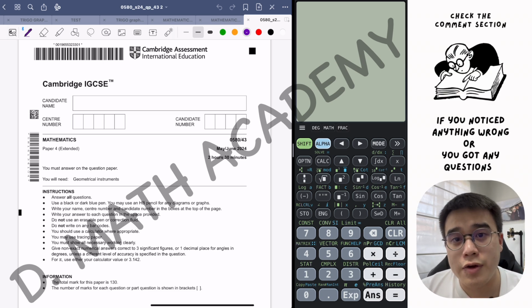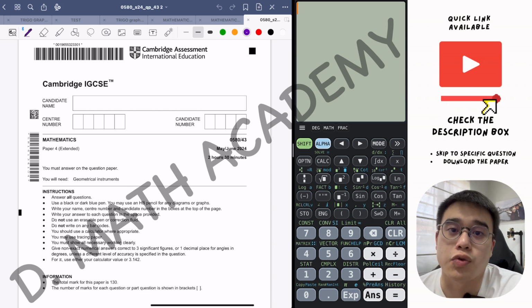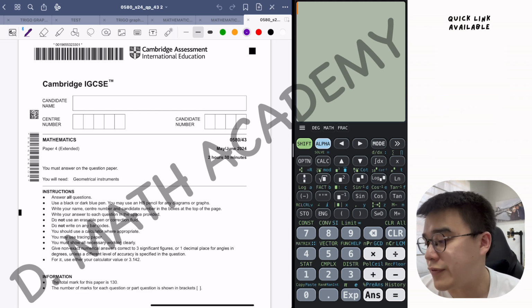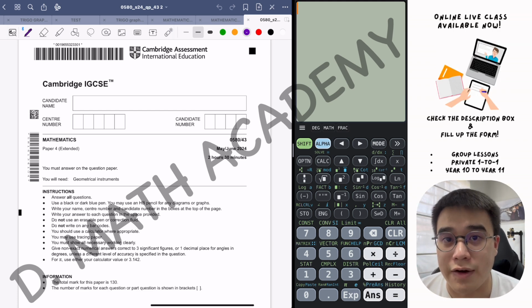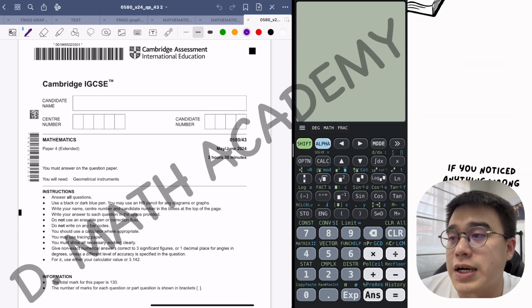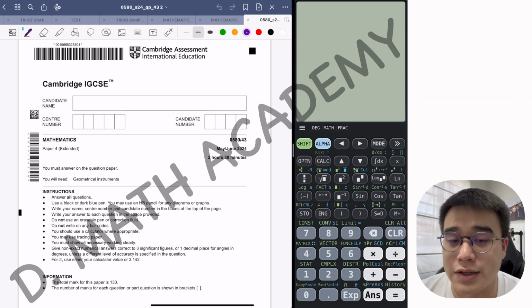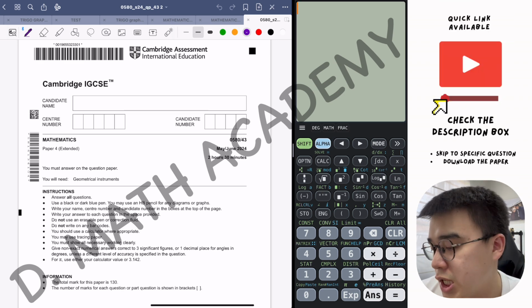The paper that we are reviewing today is paper 43 from the recent May-June 2024. I've done paper 2 of this variant. It was surprisingly easy, so I'm expecting this paper to contain some questions to pull up the standard of this set of papers.